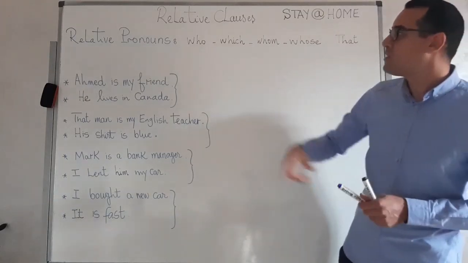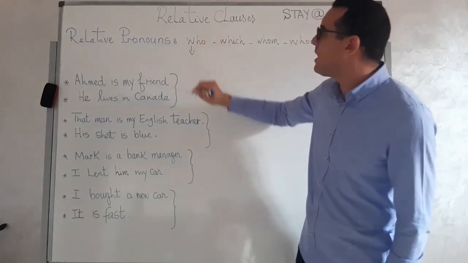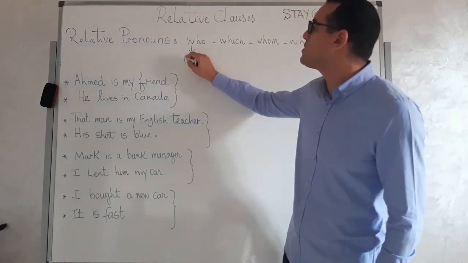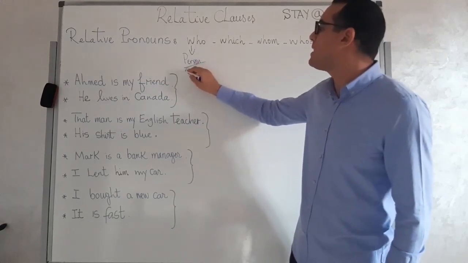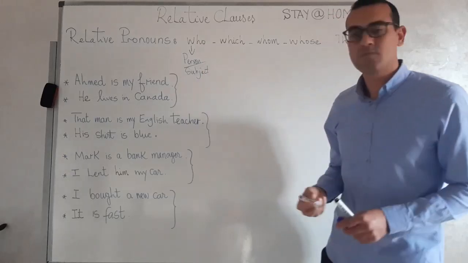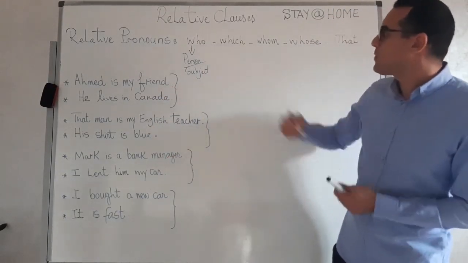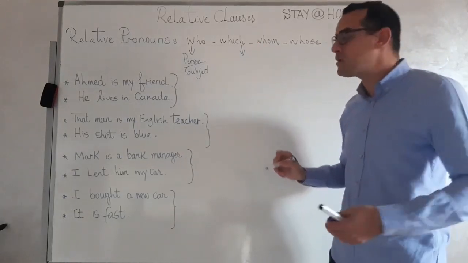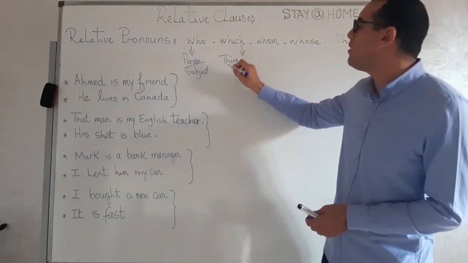The first relative pronoun that we have is who, and normally this relative pronoun is used in order to refer to a person, which is normally a subject in the sentence. I will show you some examples here. We have which, which is used in order to replace or refer to a thing or object.